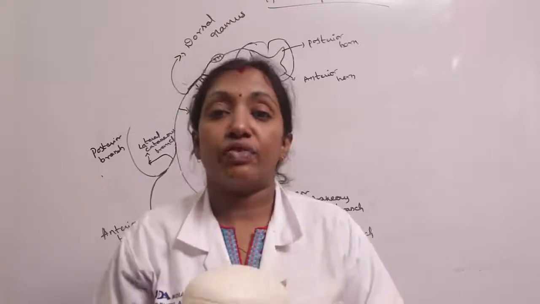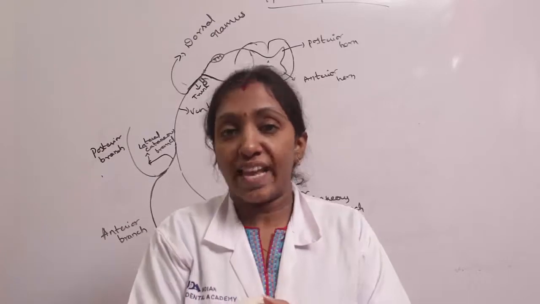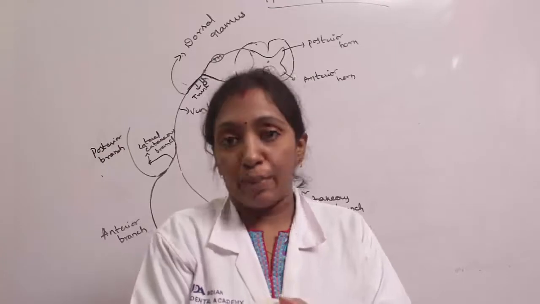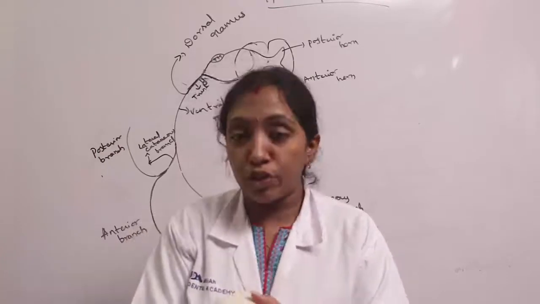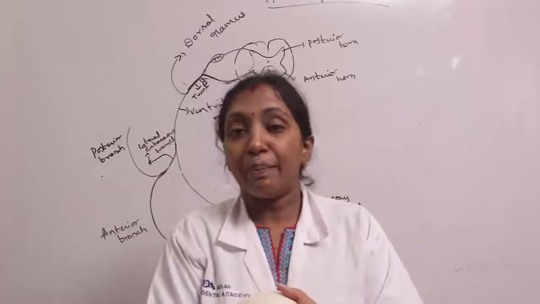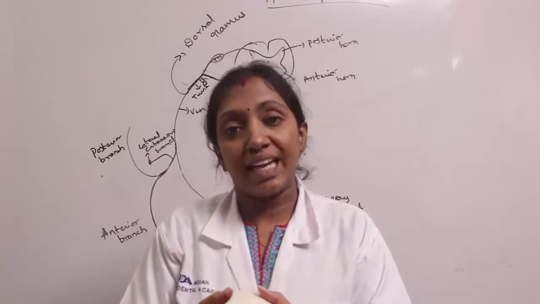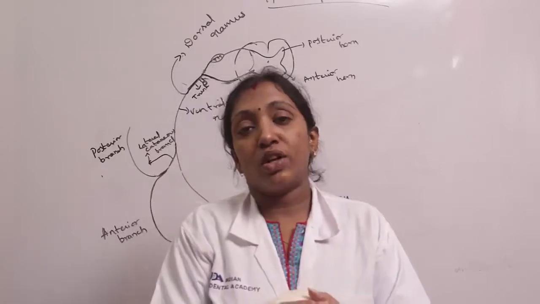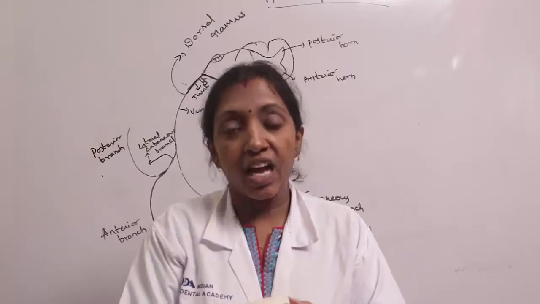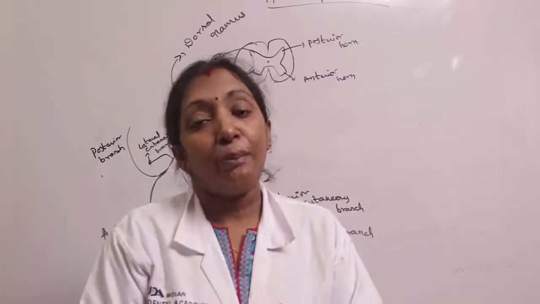So coming to the layers of the scalp, SCALP. Coming to the 5 layers, S stands for skin, C stands for close network of fibrofatty tissue, A stands for aponeurosis, L stands for loose subaponeurotic tissue, and P stands for pericranium. So these are the 5 layers of the scalp. S for skin, C for close network of fibrofatty tissue, A aponeurosis or Galea aponeurotica, L loose subaponeurotic tissue, and P stands for pericranium.